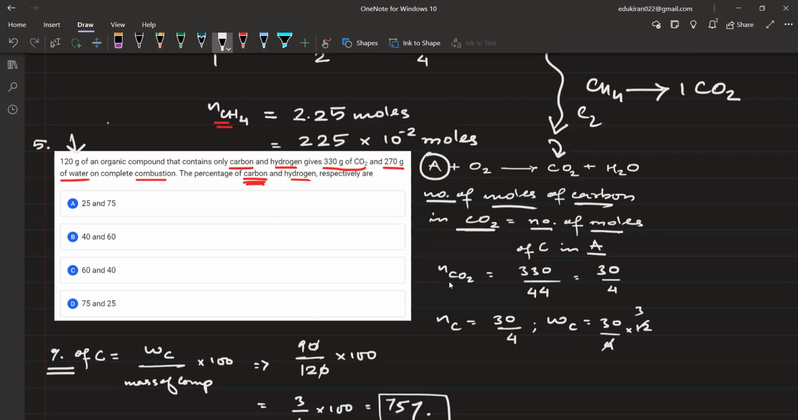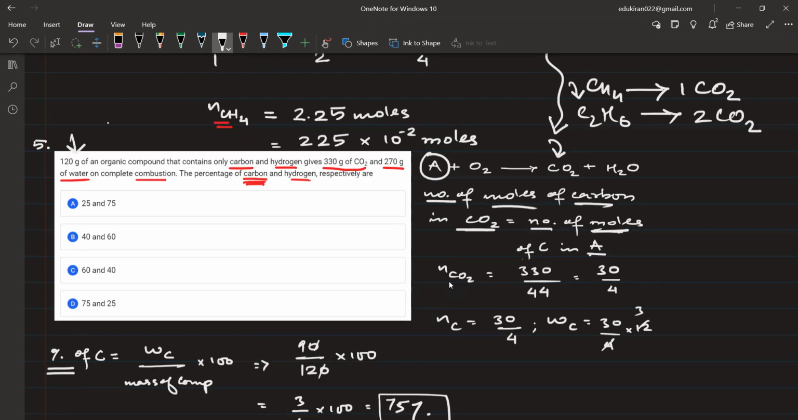ठीक है, if you have C2H6, you will get what? You will get 2 moles of CO2. ठीक है, so it is directly proportional to what? The number of moles of carbon that is present in the organic compound. So I am starting with carbon. Number of moles of carbon in CO2 will be equal to the number of moles of carbon in A, that is my organic compound. Now what is the number of moles of carbon in CO2?